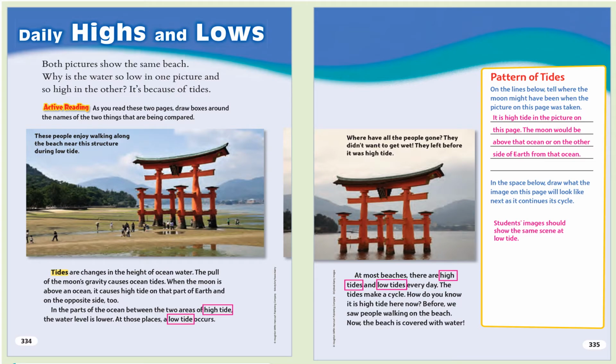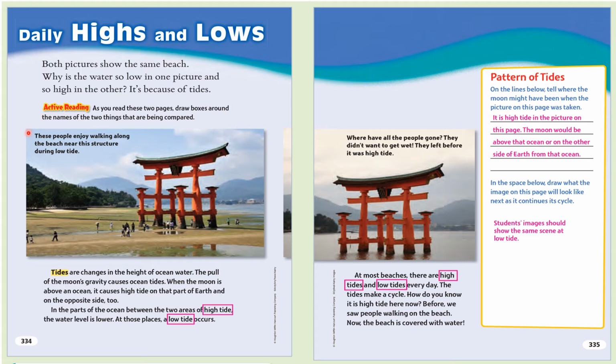Daily highs and lows. Both pictures show the same beach. Why is the water so low in one picture and so high in the other? It's because of tides. Active reading. As you read these 2 pages, draw boxes around the names of the 2 things that are being compared.